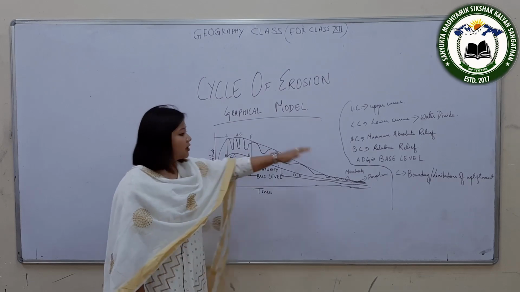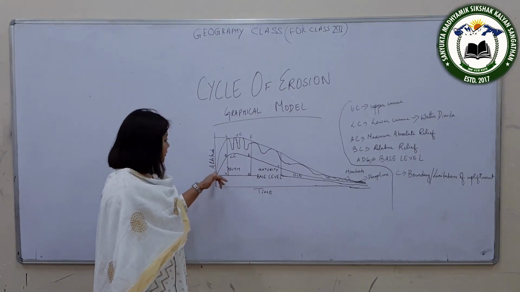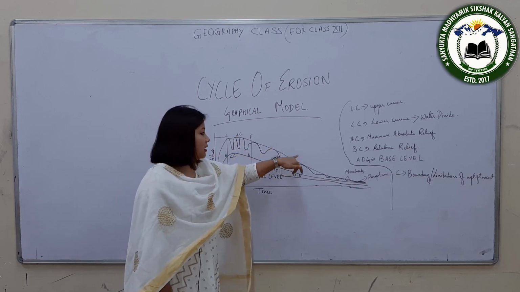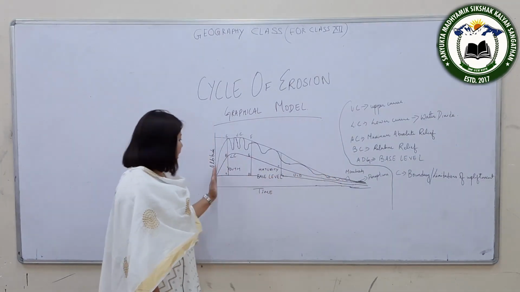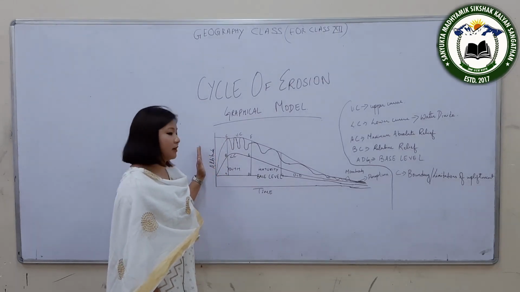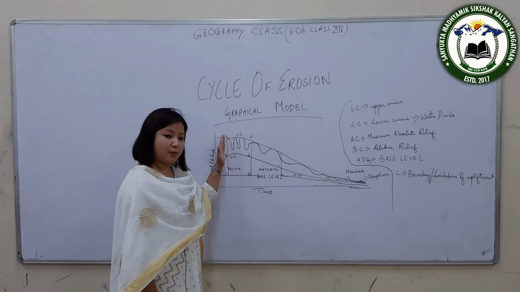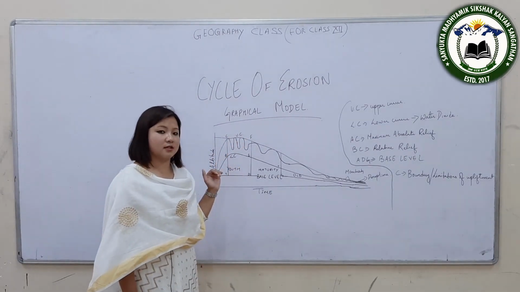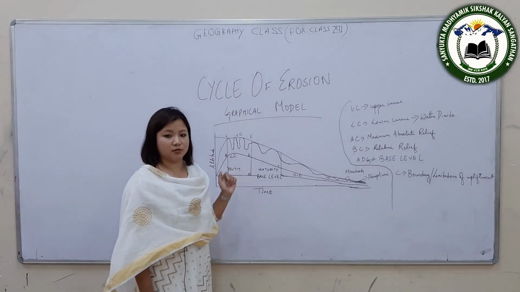So the whole graphical model is divided into youth, maturity and old. What you can say is that the rate of upliftment is very slow, and the upliftment and downfall of landforms has taken a long period of time. So the rapid rate of upliftment of landform is not considered under the stages of cycle of erosion. Only after the upliftment of land masses does the erosion start, and then the stages of cycle of erosion get started. The upliftment of land masses is not counted in the stages of cycle of erosion.